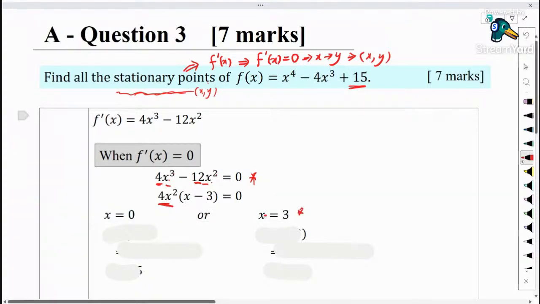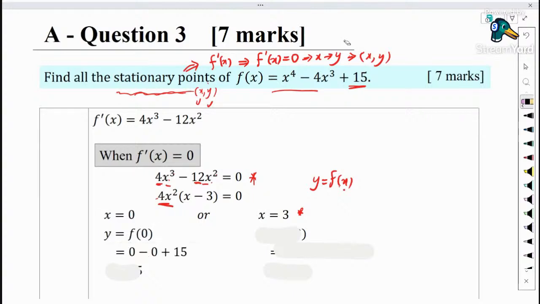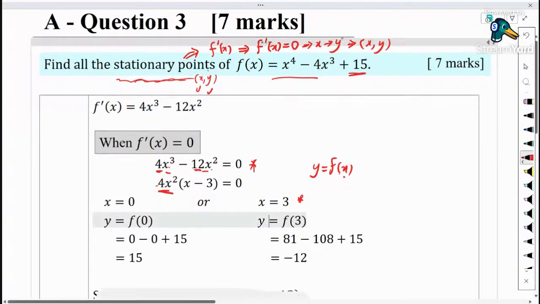And these two x values are the x coordinates of our stationary points. So for coordinates, I need x, I need y. So let us calculate the y value. The y value is actually equal to the function value. So we substitute 0 and also 3 into the function on top. It will be the y answer. So for x equal to 0, y equals f(0). Substitute 0, I have answer 15. Similarly, for x equals 3, the y is f(3). Substitute, I have the answer equal to negative 12.